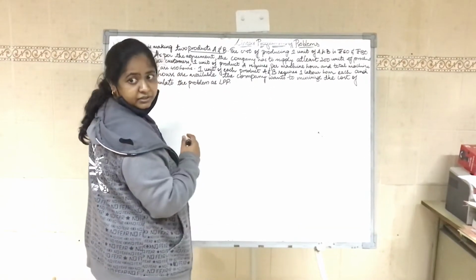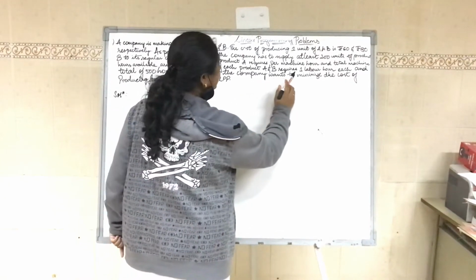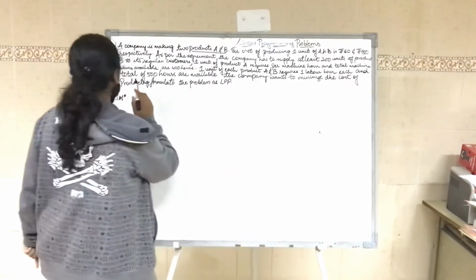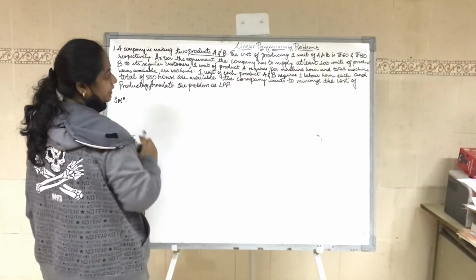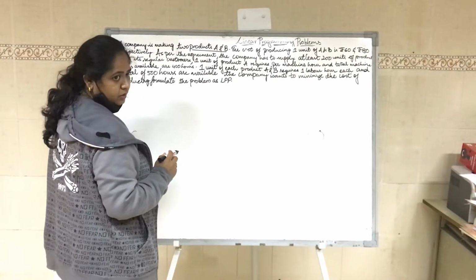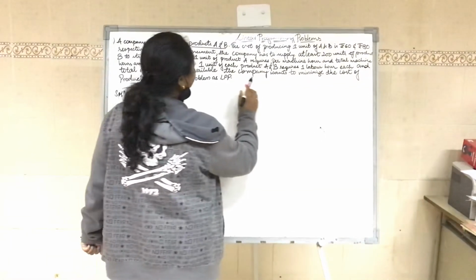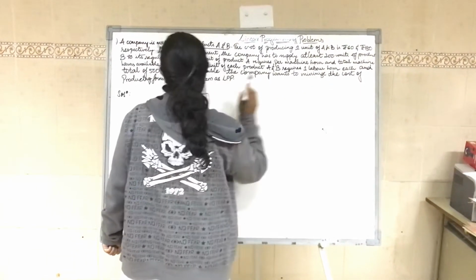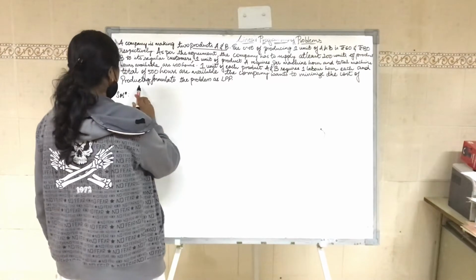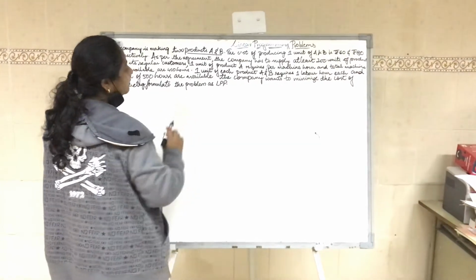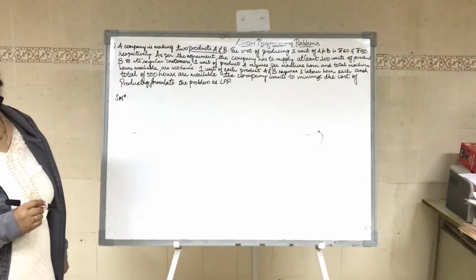This is the third constraint here. A and B require 1 labor hour each, of the total 500 hours available. That means it can be more than that. The company wants to minimize the cost of producing. Formulate the problem as LPP.